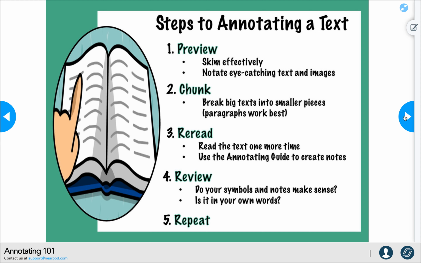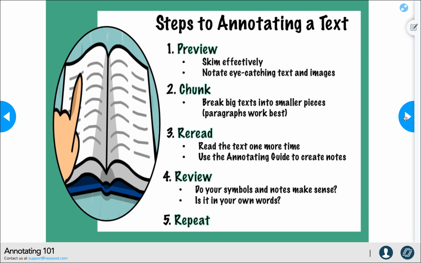Reread. Read the text one more time. So read it one time without making any notations, and then go back and reread it. Use the annotation guide to create those notes. Because what happens is a lot of times when we read something the first time, we miss things. But when we go back with the intention of making those notes, we will find more things to notate and connect with.